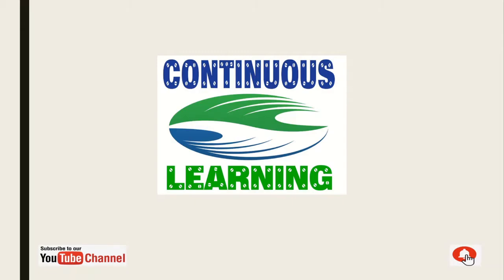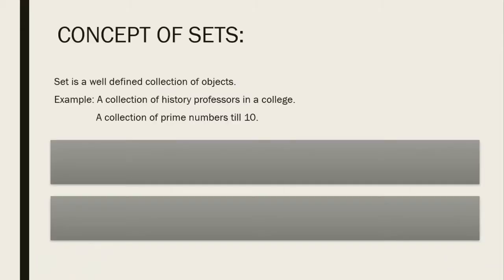Today's lesson is set. Today we will learn the concept of set and its methods or types. So, to understand the concept of set, we must say that it is a collection of well-defined objects. For example, we say a set of vowels. We know that A, E, I, O, U are called vowels.